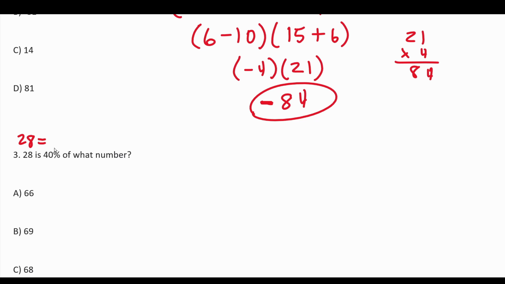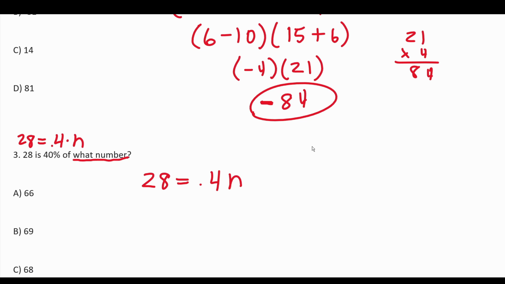40%, we're going to express that in decimal form, which is 0.4. Of is multiply, so we'll put multiplication right here. What number? That's an unknown value, so let's just represent that with n. So if we rewrite this right here, this says 28 is 40% of what number? So 28 equals 0.4 times n.